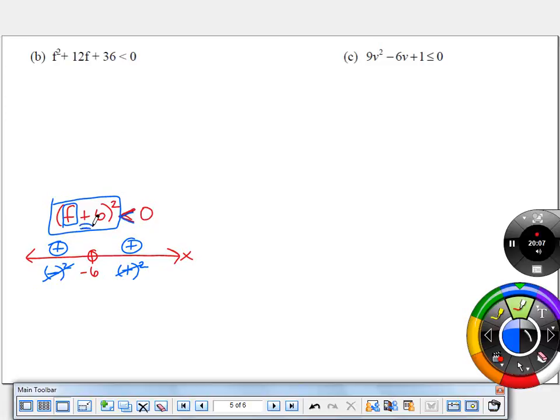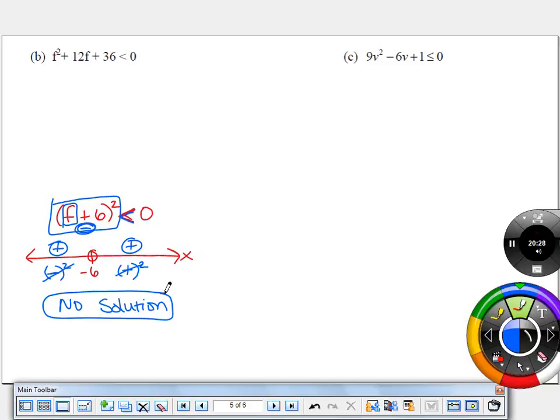In other words, where did this turn out to be negative? Okay? Well, it turned out positive on this side and positive on this side. And it can't even be equal to negative 6 because it's not allowed to be equal to 0. So nothing on my number line is highlighted. So in this case, there is no solution. Okay?